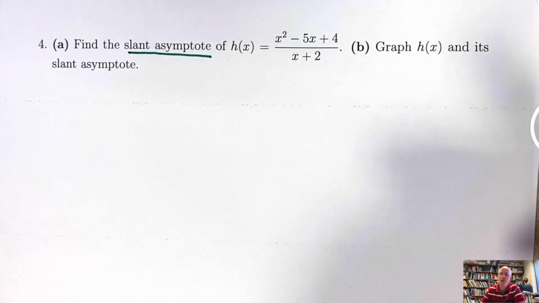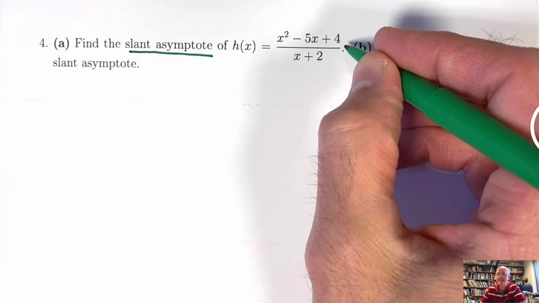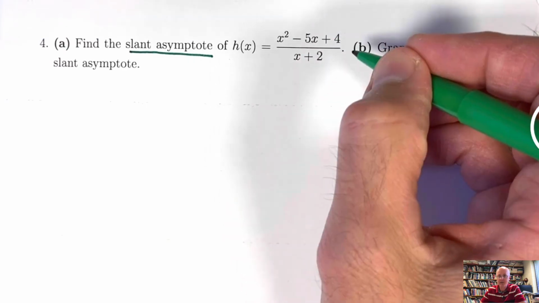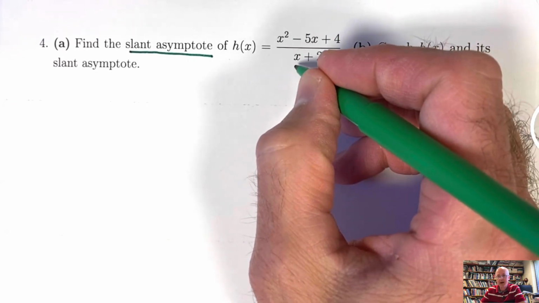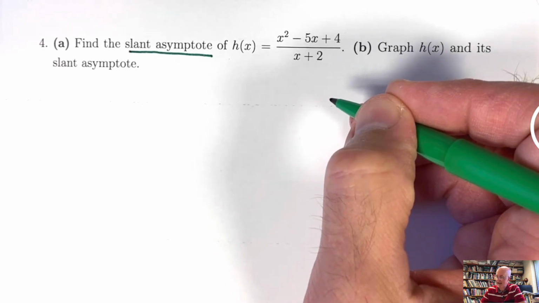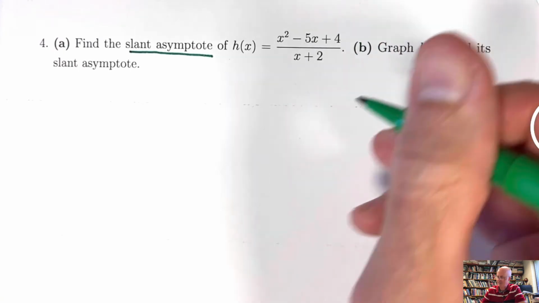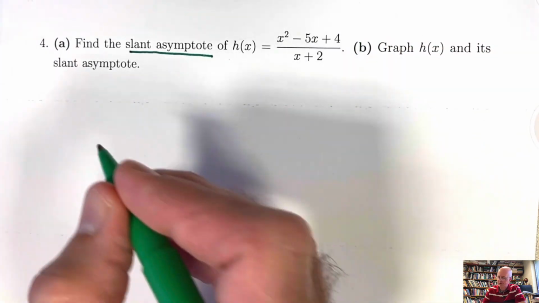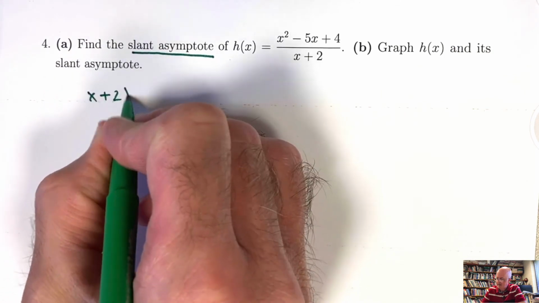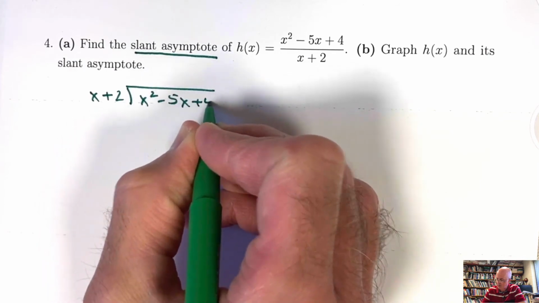And a rational function will have a slant asymptote exactly when the degree of the top is 1 more than the degree of the bottom. Here you see the degree of the top is 2, that's the highest power of x, and the degree of the bottom is 1, the highest power of x down there. 2 is 1 more than 1. This has a slant asymptote, right? How do you find the slant asymptote? You want to do long division in general. So we have x plus 2 being divided into x squared minus 5x plus 4.